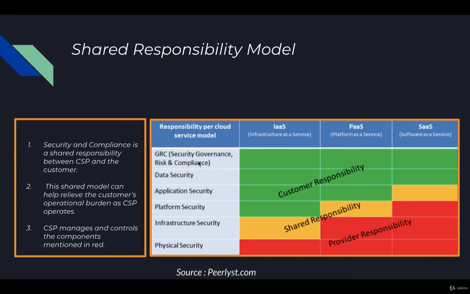So just remember, guys, when we say governance, risk and compliance, all the controls which you would require to implement to meet your regulations and laws, the kind of data or the application you are using, or the business you are in, that is ultimately the customer's responsibility. So that is a very, very important concept to understand.